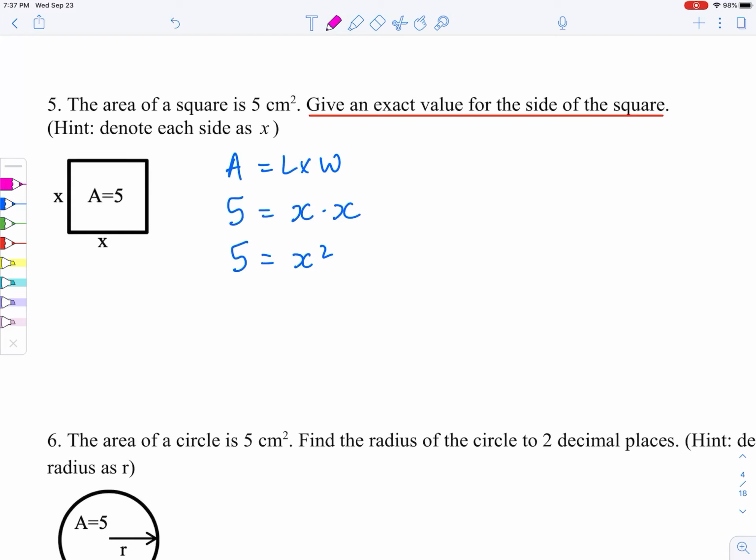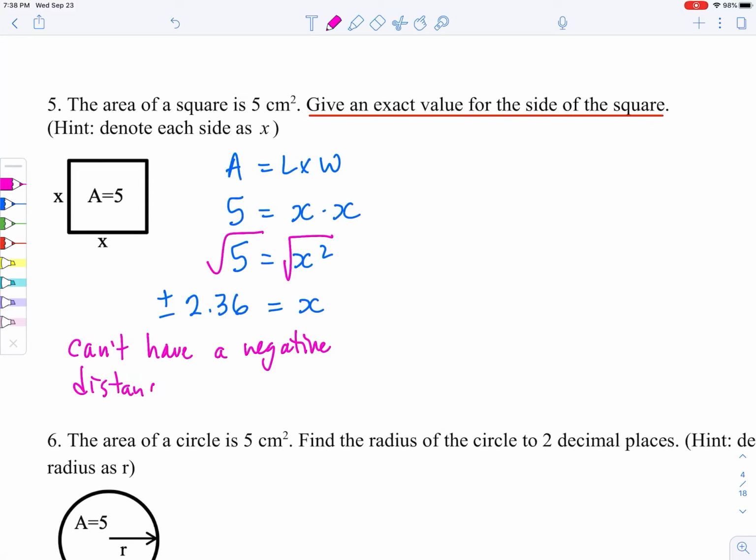We want x by itself, so square root both sides. Because we're finding the square root of x squared, our answer is going to be plus or minus. In this case, it's 2.36. And for the first time, we're going to have to stop and think. So we have 2 possible answers for x: a positive 2.36 centimeters and a negative 2.36 centimeters. But we can't have a negative distance.